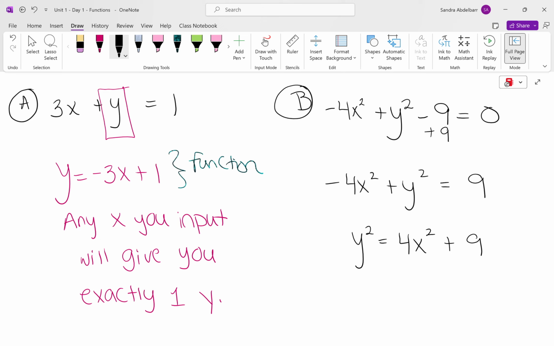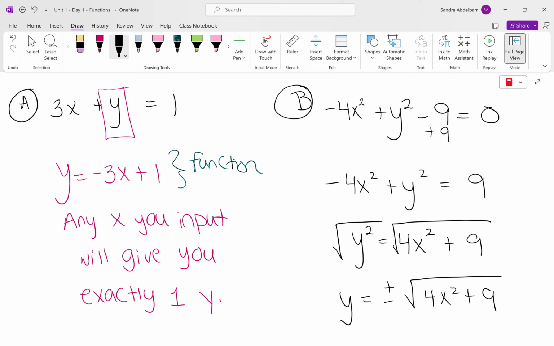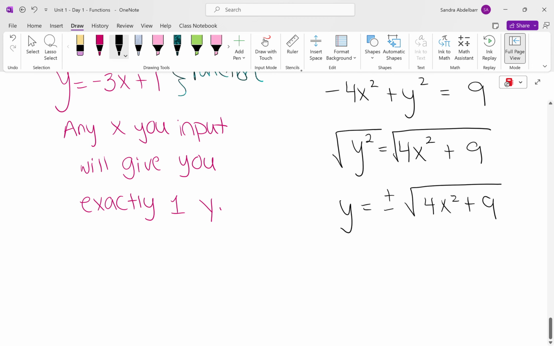y is still not by itself, it's squared. How do you undo a square? You take the square root. But the minute you take the square root on both sides in an equation, what do you have to account for? Plus minus. So y is equal to the positive and negative square root of 4x squared plus 9. The minute this is saying y equals the positive root of 4x squared plus 9, but it also equals the negative root of 4x squared plus 9, what does that tell you? It has two different ones. So is this a function? No, not a function.